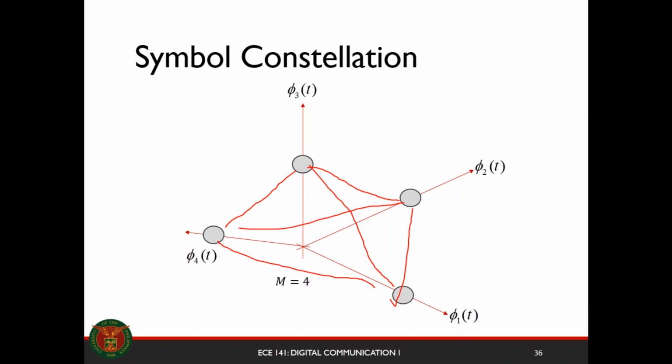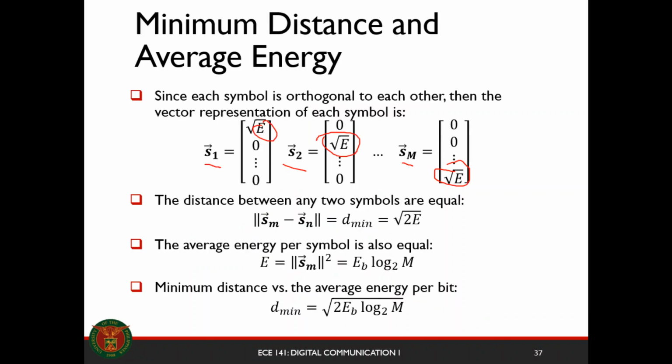Okay? So why is that? It's because they are orthogonal. So the minimum distance between the two symbols is square root of 2E. And we want to know the average energy per symbol.